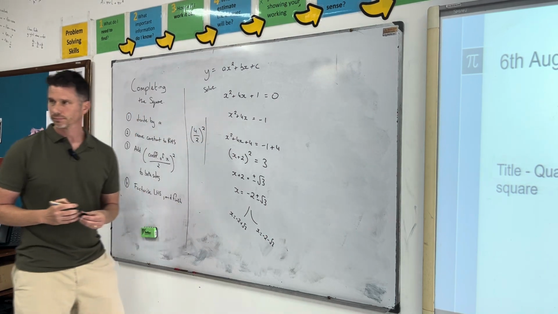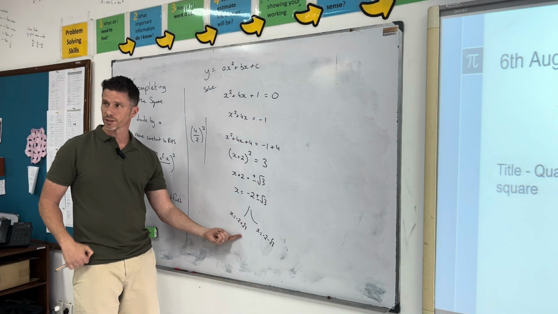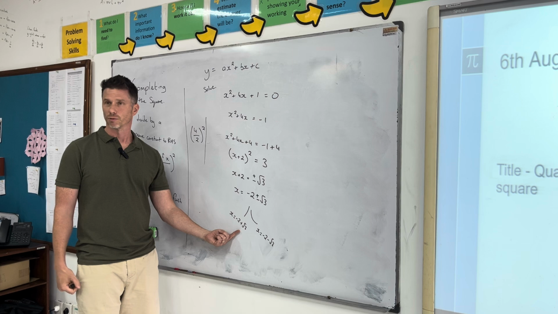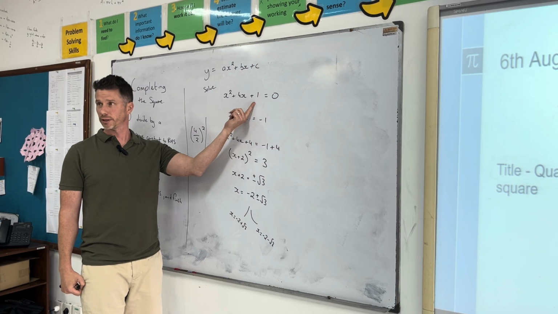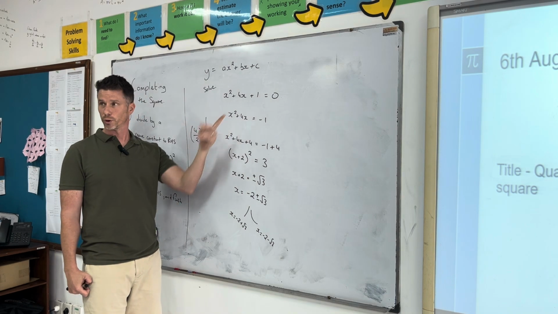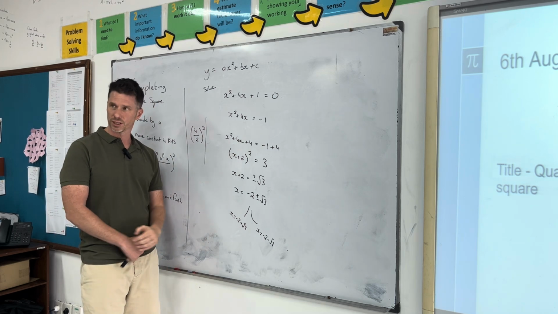Root 3 is what type of number? Irrational, yeah. So that's why it would have been so hard to find the factors for 1. Do these two multiply together to give 1?